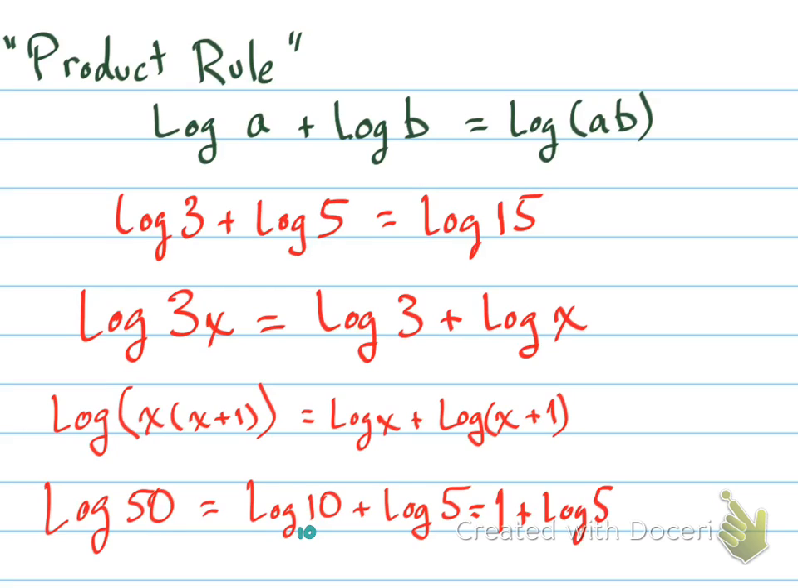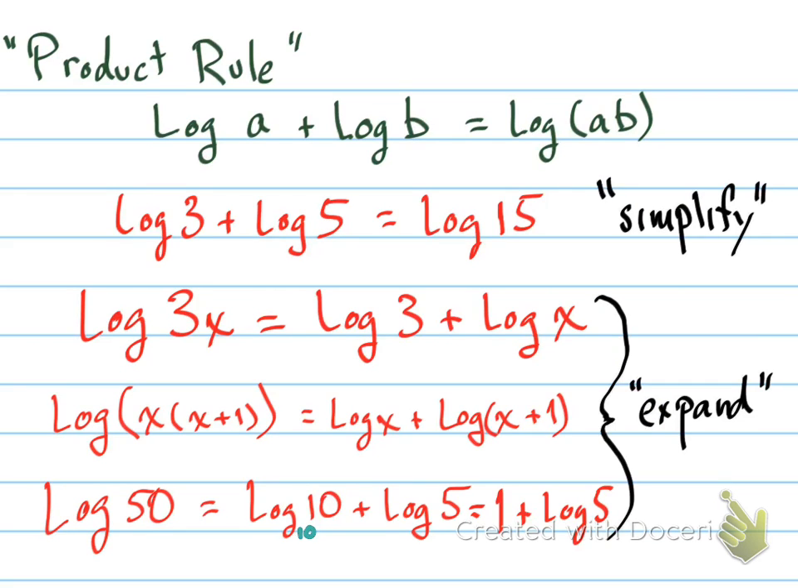And the log base 10 of 10 equals 1. So that log of 50 could be written as 1 plus the log of 5. That's an interesting thing. So log of 10 equals 1, and that's something that you'll get used to using. All right, so let's work on the quotient rule pretty soon here.